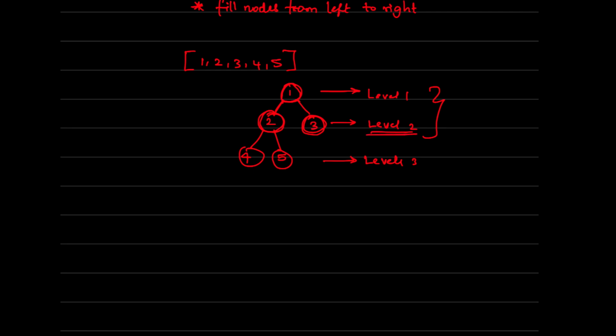Level 2 can hold at most 2 power 1 elements. Level 1 can hold at most 2 power 0 nodes. Level 3 can hold at most 2 power 2 nodes. In our case, we are left with two more empty nodes in level 3, but we can give an exception to the last level.